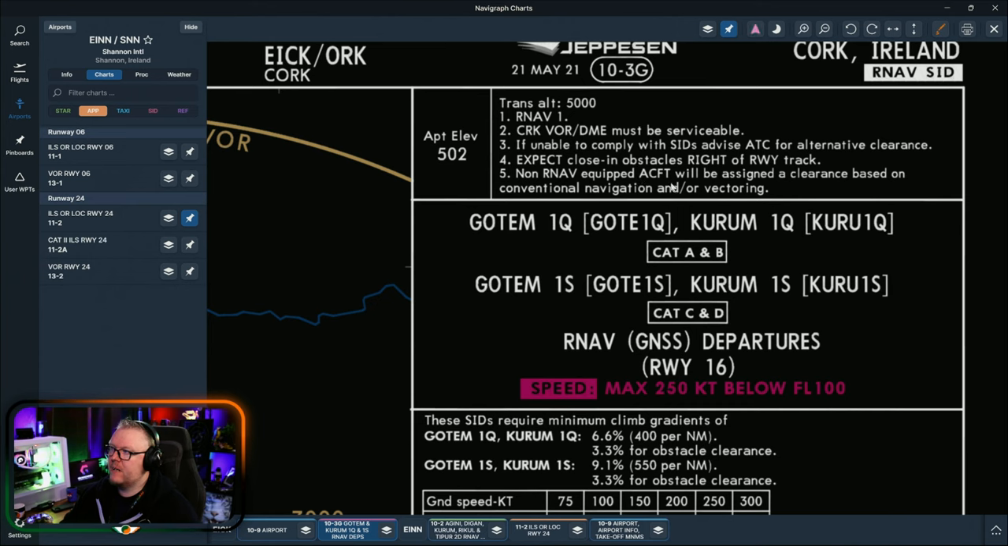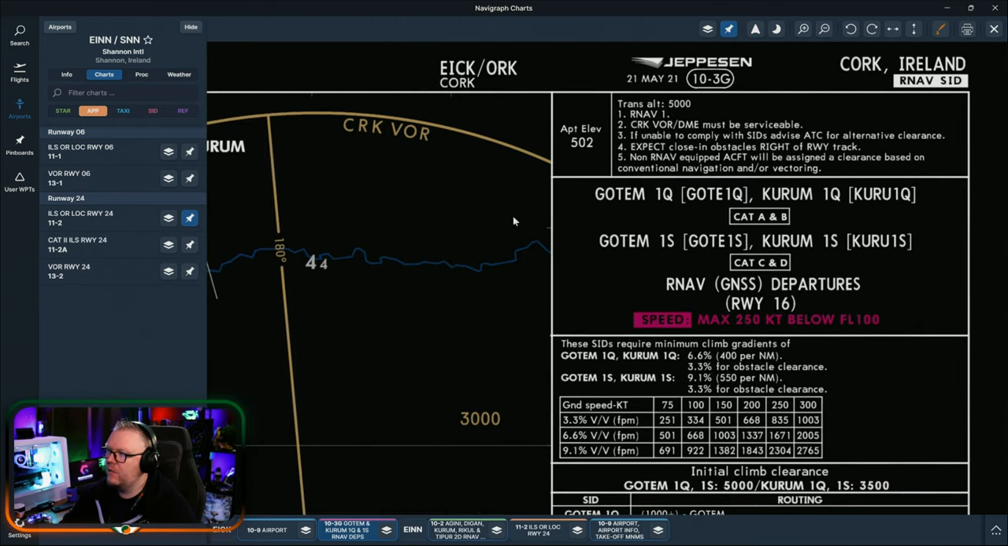Non-RNAV equipped aircraft will be assigned a clearance based on conventional navigation and/or vectoring. Fly runway heading, report when airborne. Something like that. All right? Now, have a look at this.